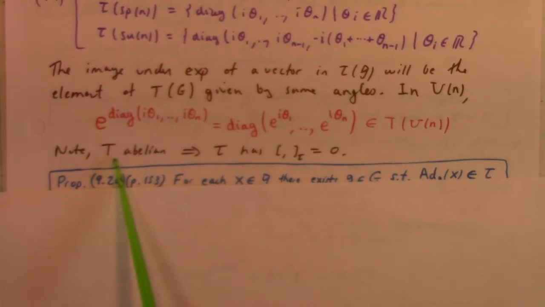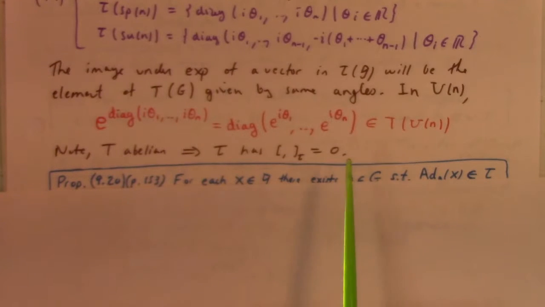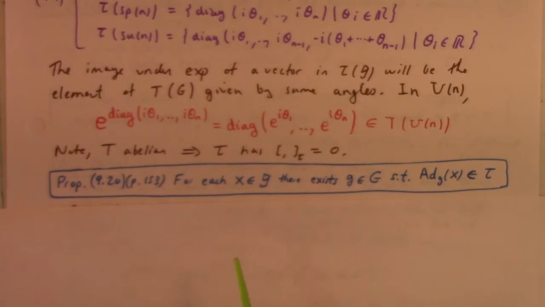So the torus is abelian, and that implies that the bracket on the Lie algebra of the torus is 0. So for each X in 𝔤, there exists a g in the Lie group such that the adjoint with respect to g acting on X is an element of the Lie algebra of the torus.